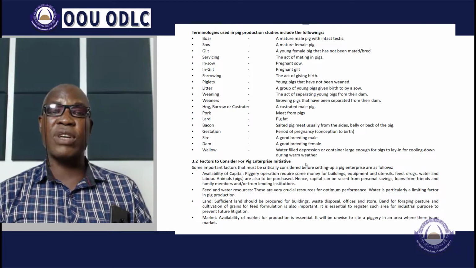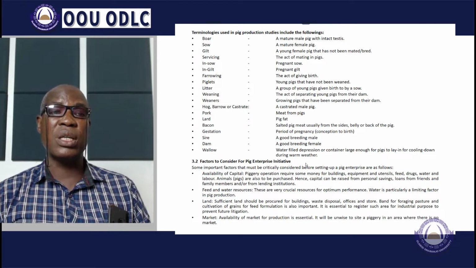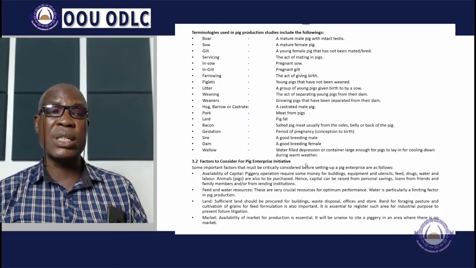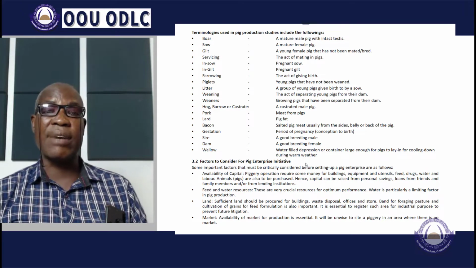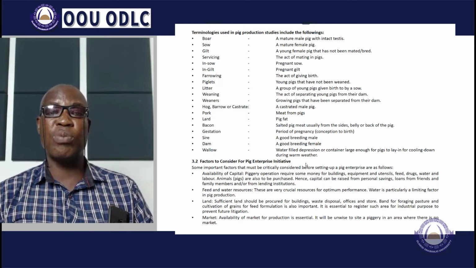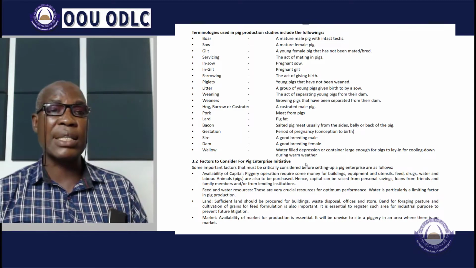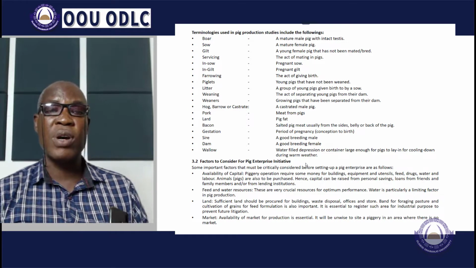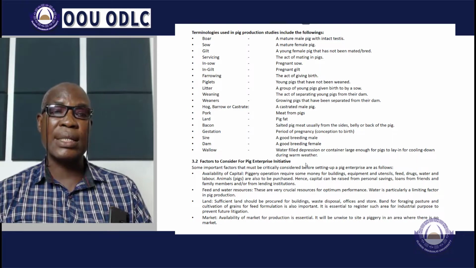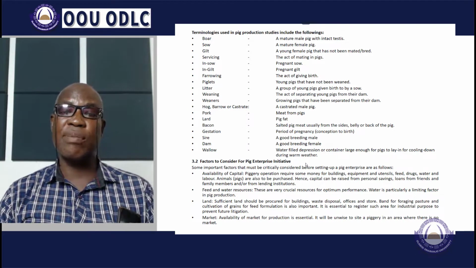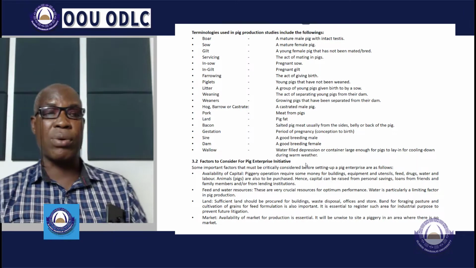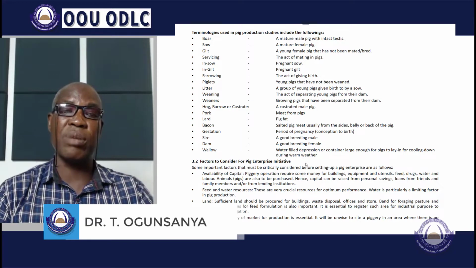Farrowing is the act of giving birth, the act of parturition in them. Piglets are young ones that have not been weaned, that is, they have not been separated from their mother. Litter is a group of young pigs that are given birth to by a sow at a time. Weaning is the act of separating the young pigs from their mother. Weaners, that is growing pigs that have been separated from their mother or dam. Hog, barrow, or castrate: these are castrated male pigs.